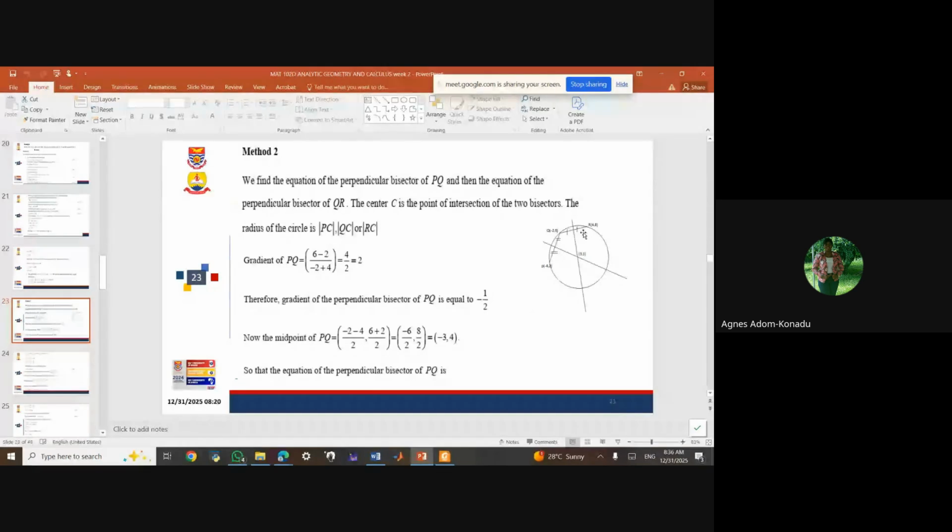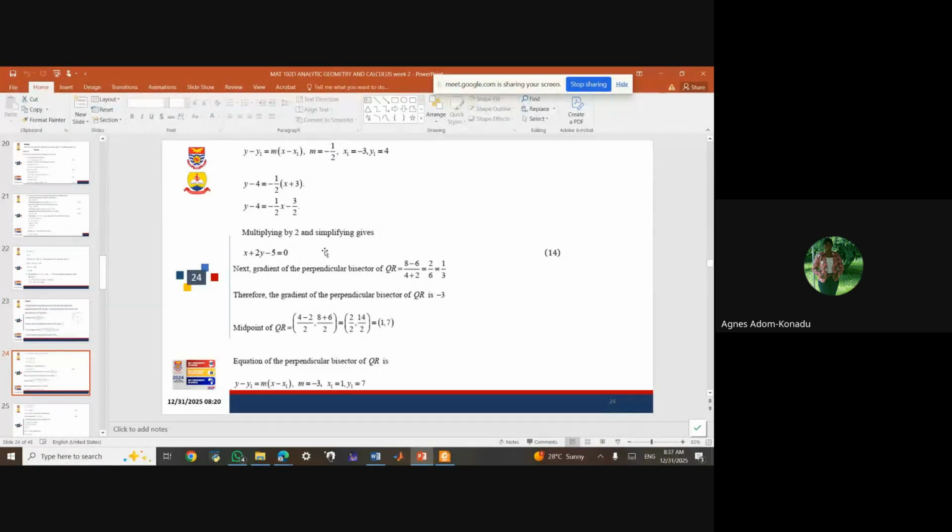Please, let's find the midpoint for QR. The midpoint will be 4 minus 2 over 2, 1 on 7, so (1, 7). So we have the gradient to be 1 on 3, and the midpoint to be (1, 7).